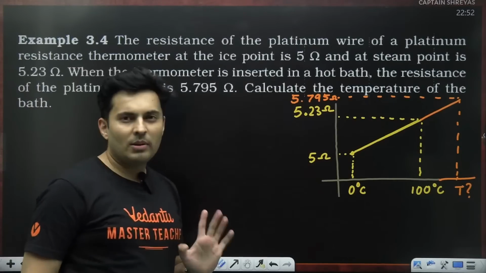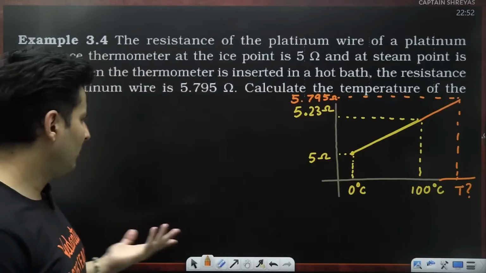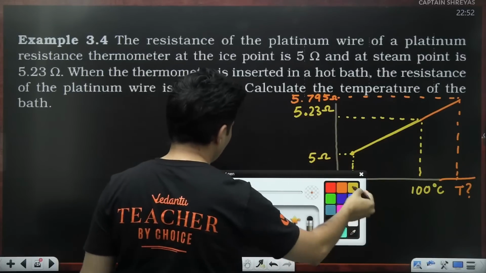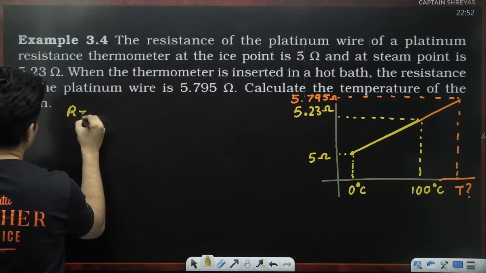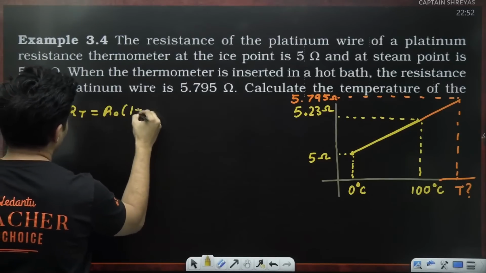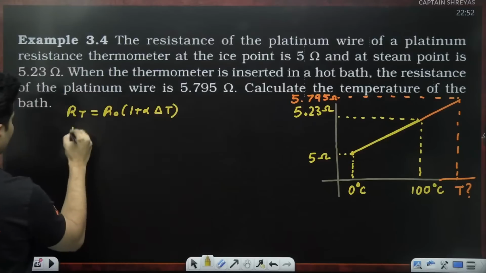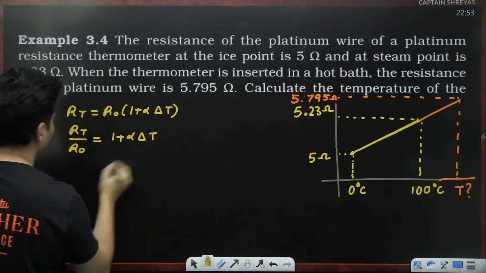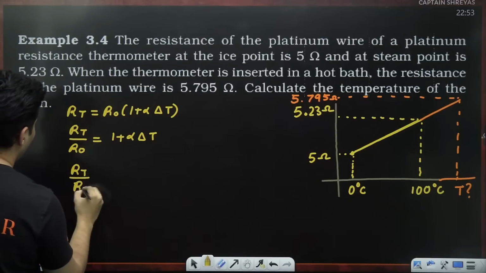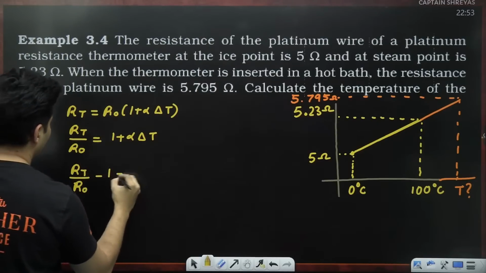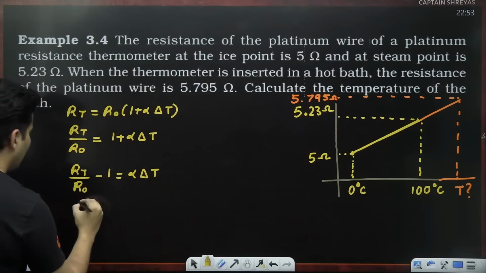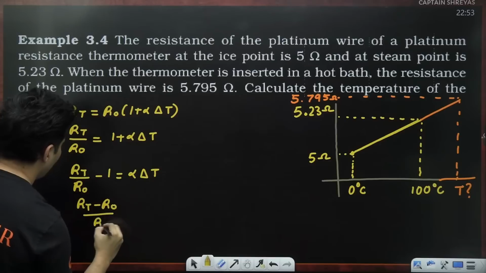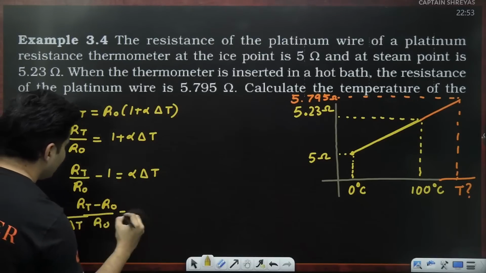Now, one way of solving the problem is using equations. The other way is using the straight line equation, but don't break your head on the straight line equation. Let's just use resistance at temperature T is original resistance times 1 plus alpha delta T. Let's rearrange. RT by R0 is equal to 1 plus alpha delta T. So RT by R0 minus 1 is alpha delta T. Take R0 on the top, RT minus R0, divided by R0. Bring that delta T below, it is equal to alpha.